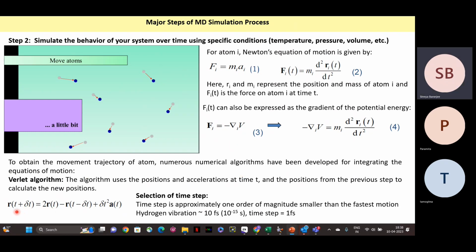So how is this delta t selected? The general rule is that the time step is approximately one order of magnitude smaller than the fastest motion. So if we want to study hydrogen vibration, which has a time period of 10 femtoseconds, then the delta t chosen has to be one order of magnitude smaller, which means it has to be 1 femtosecond. So choosing the appropriate delta t, we can calculate the position at different times separated by delta t. And then connecting all the positions, we'll get an idea of the trajectory of the system.